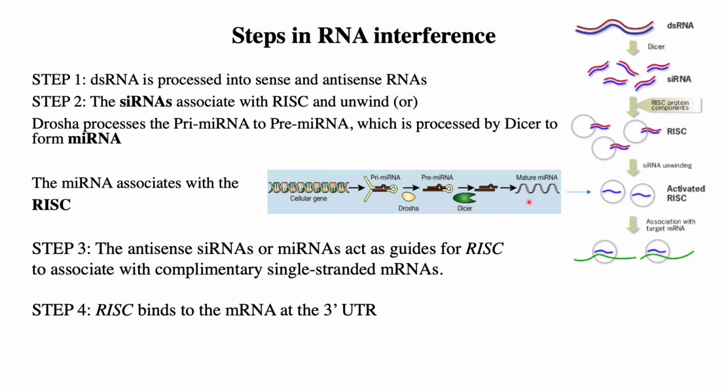RNA silencing could also happen with microRNAs. The hairpin-like primary microRNA is processed by a protein called Drosha to form a pre-miRNA. This is then processed by proteins called Dicer to form a single-stranded mature microRNA. This then associates with the RISC complex. These RNA molecules in the complex act as a guide for the RISC to associate with complementary single-stranded mRNAs. RISC then binds to the mature mRNAs at the 3' UTR.